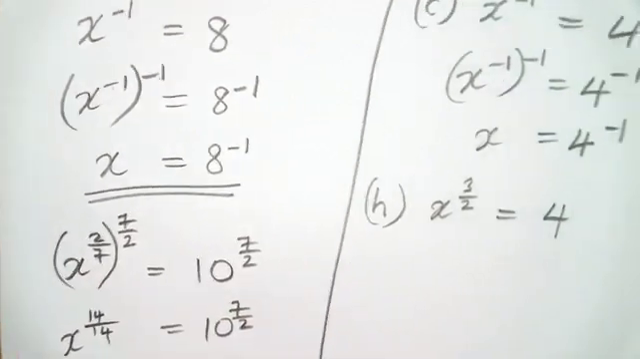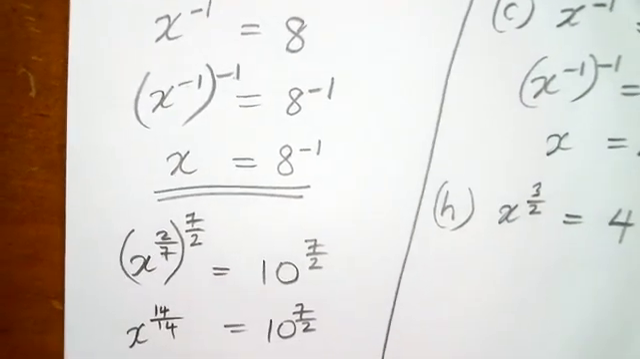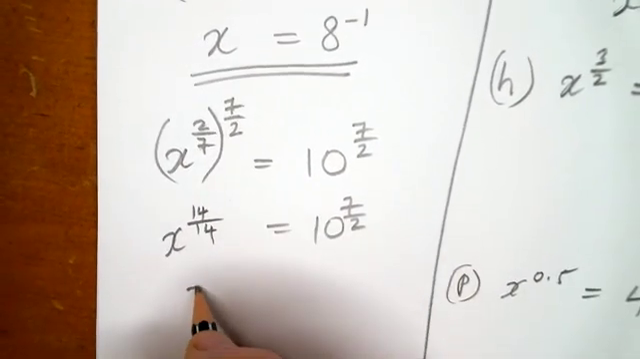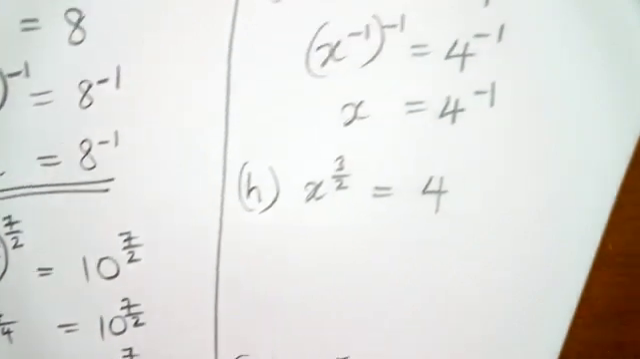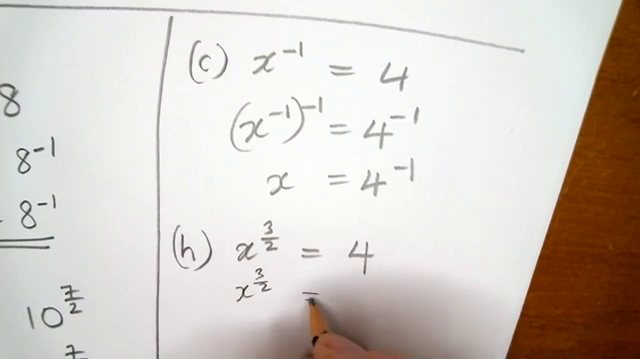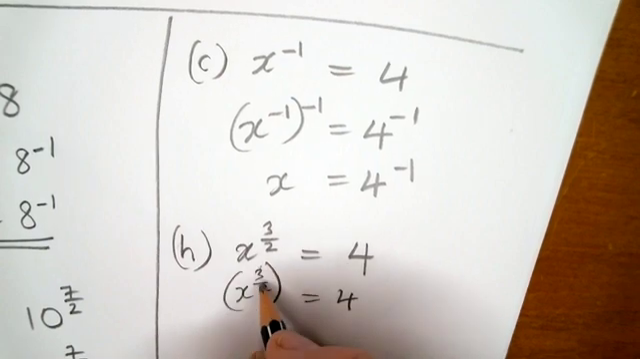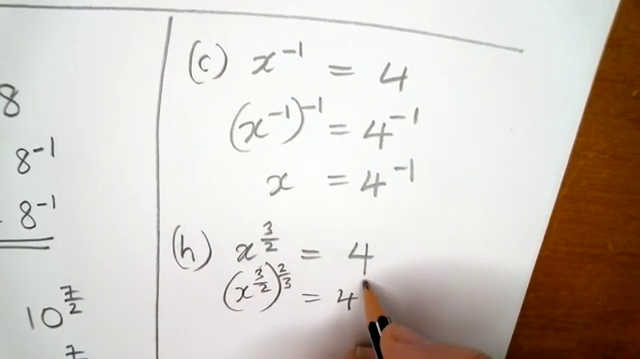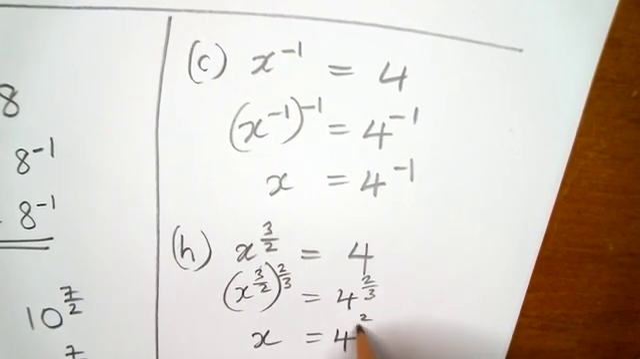And immediately here, you can now see, I was going to move some stuff out of the way, sorry. Otherwise, I'm not going to push this paper up far enough. 14/14 is 1, so x to the 1, or just x, is 10 to the 7/2. So this next one over here, all I'm going to do is rewrite that. I've got an x to the 3/2 is equal to 4. I'm going to put this to the power of its reciprocal power, so not 3/2, but 2/3. And the reason I'm doing that, because 3/2 times 2/3 is going to give 1. So x is equal to 4 to the power of 2/3.